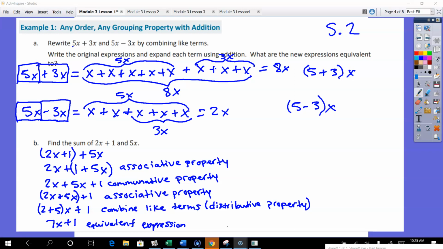Did the properties change the value of the expression? And then how do you know? So we're going to look at an example of that to see and confirm that it did not change anything. Okay, so we have 2x plus 1 plus 5x was our original. Okay, and we said we have 7x plus 1. So what happens if we put in the same number for x? So we're going to use x equals 3. We could have used 2, 7, 15. We're just going to use 3.